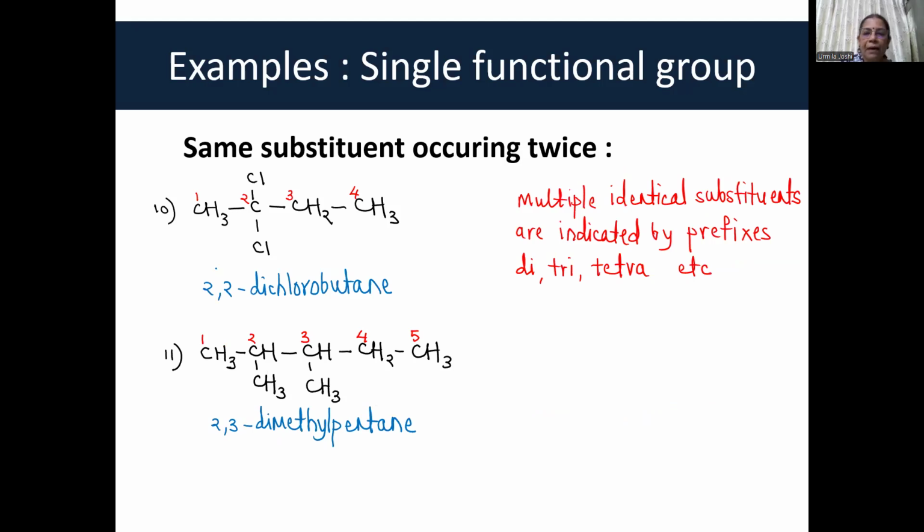Now, this I have already mentioned. Same substituent occurring twice. Here, at 2 position, there are 2 chloros. Okay, so 2,2-dichlorobutane. Getting this? Similarly, here, at 2 position, there is methyl group. At 3 position also, there is methyl group. So you don't write 2-methyl, 3-methyl. You write 2,3-dimethyl pentane. Okay.